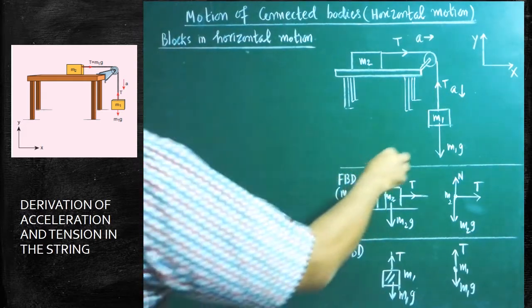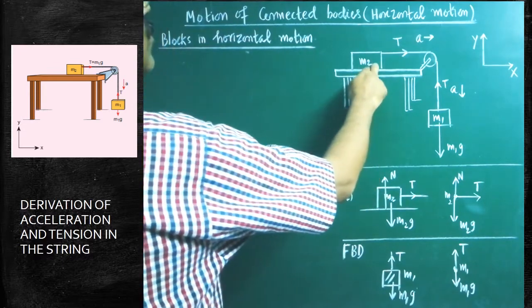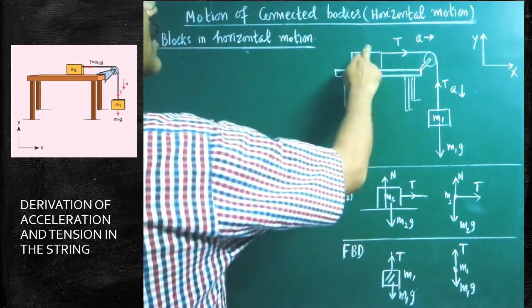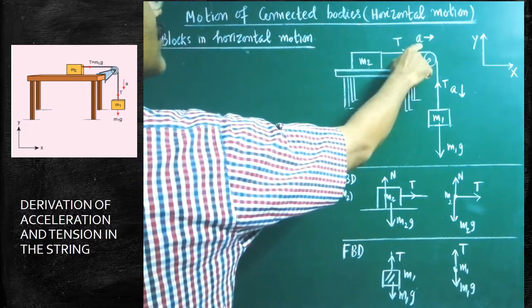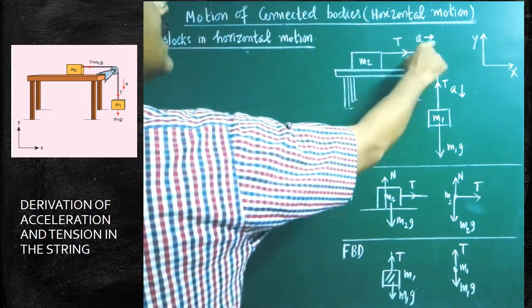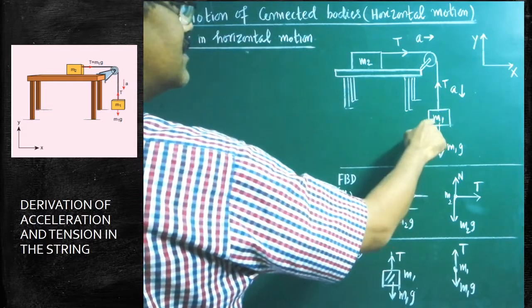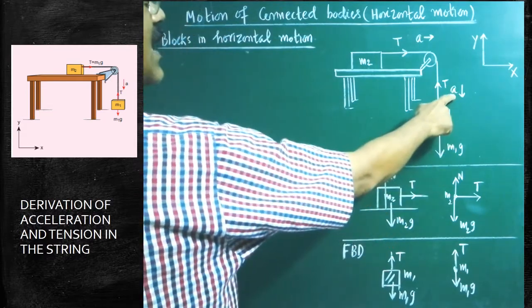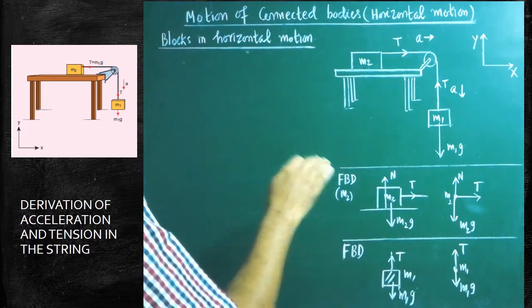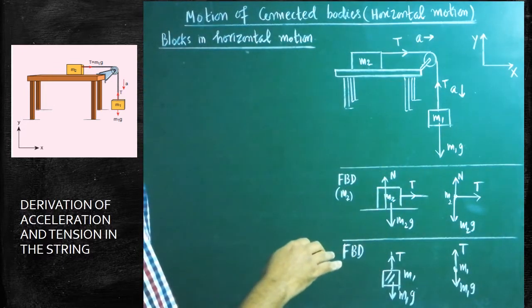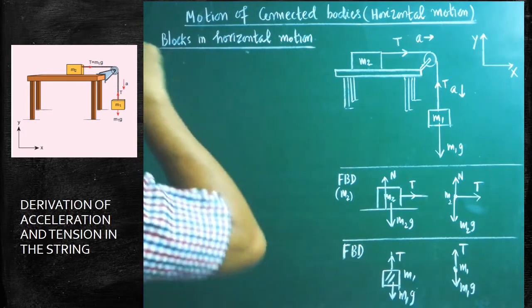Here, because of the pull, the mass M2 will be moving in this direction. Therefore, the acceleration of the body M2 must be taken in this direction. This mass M1 is pulled due to gravity, therefore acceleration must be taken in the downward direction. First you should know the direction of all the forces. Later you are able to draw the free body diagram.